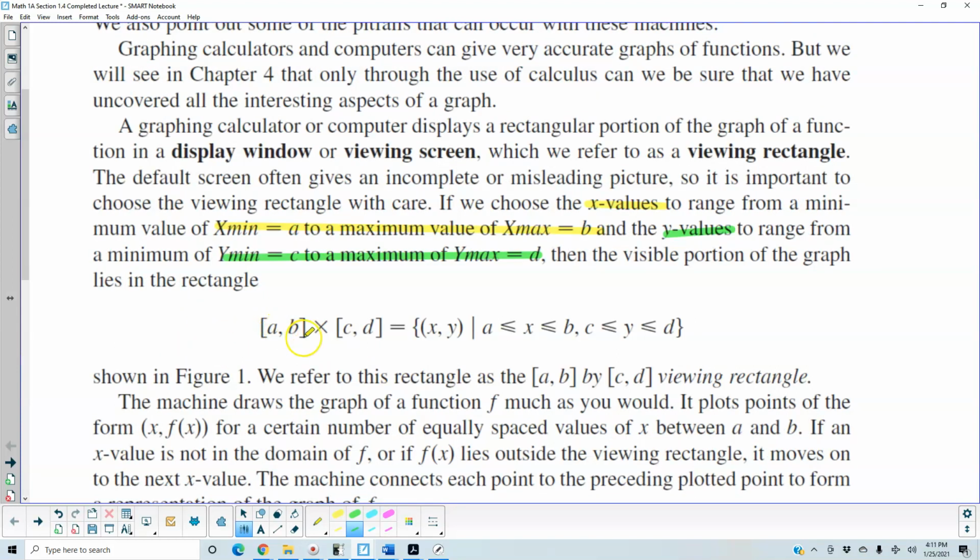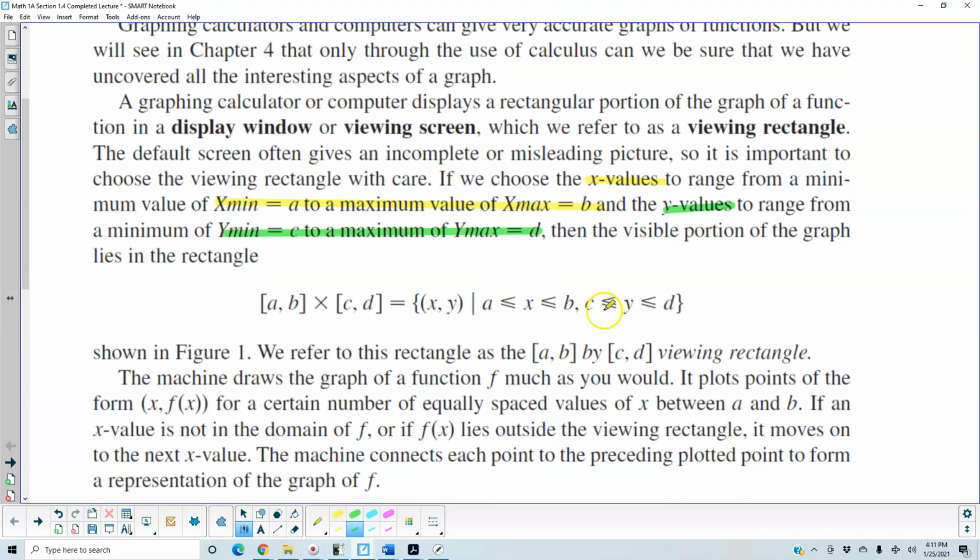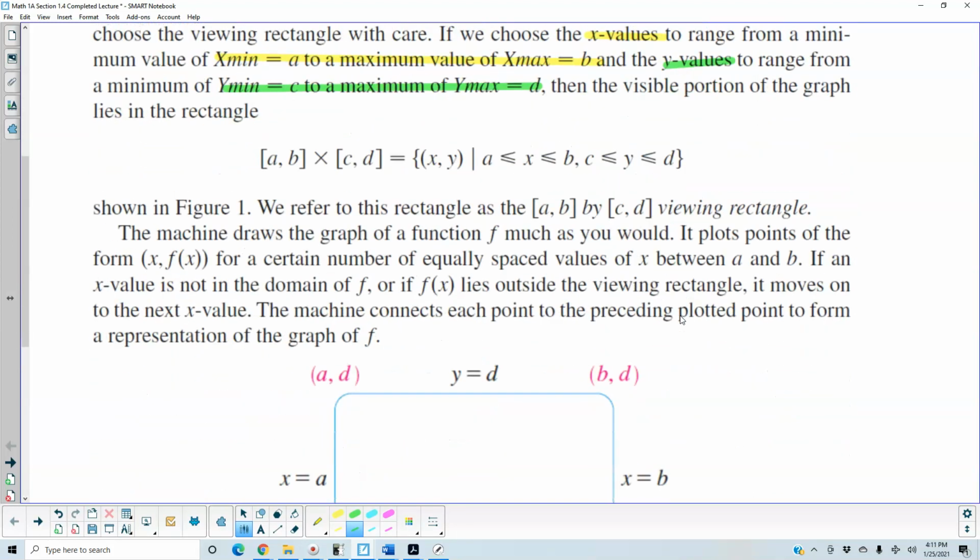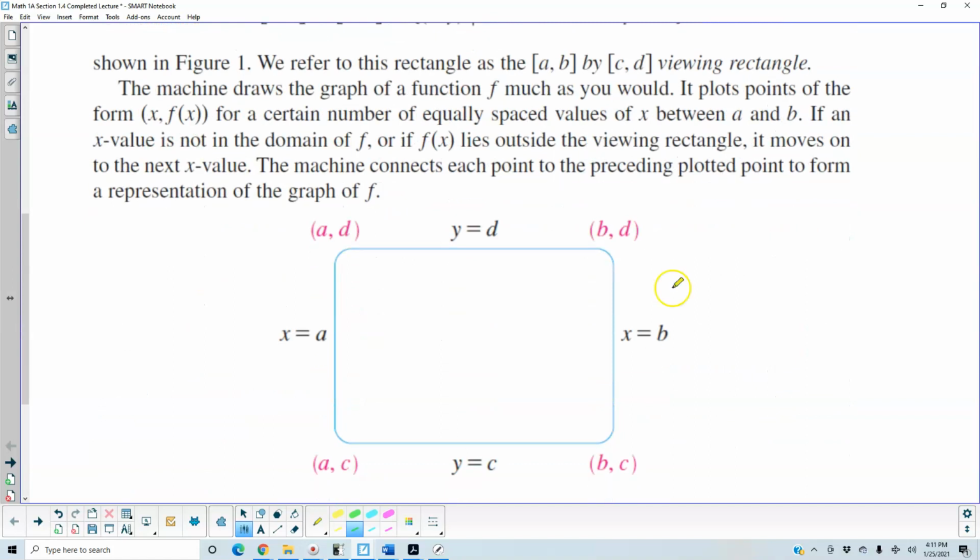So we have [a, b] times [c, d], which is equal to all the ordered pairs (x, y) such that x is in between a and b, and y is in between c and d. And now we can see this in this figure. Now we refer to this rectangle as the [a, b] by [c, d] viewing rectangle.